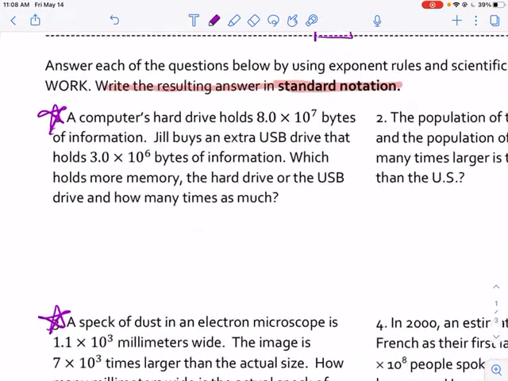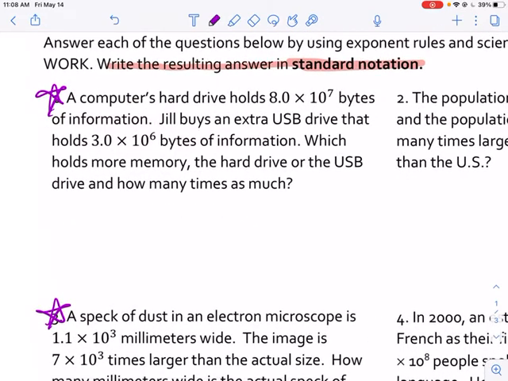Let's do the first problem. A computer's hard drive holds 8 times 10 to the 7th bytes of information. Jill buys an extra USB drive that holds 3 times 10 to the 6th bytes of information. Which holds more memory, the hard drive or the USB drive, and how many times as much?